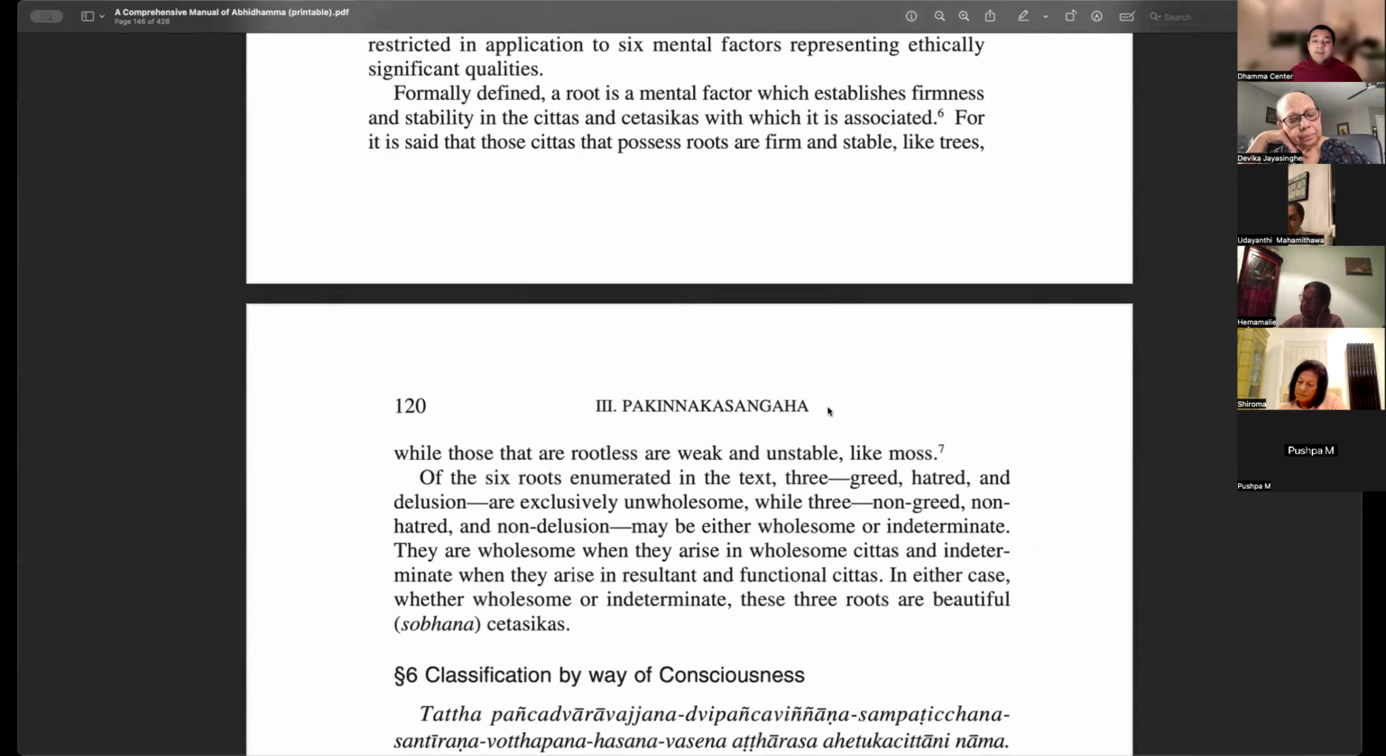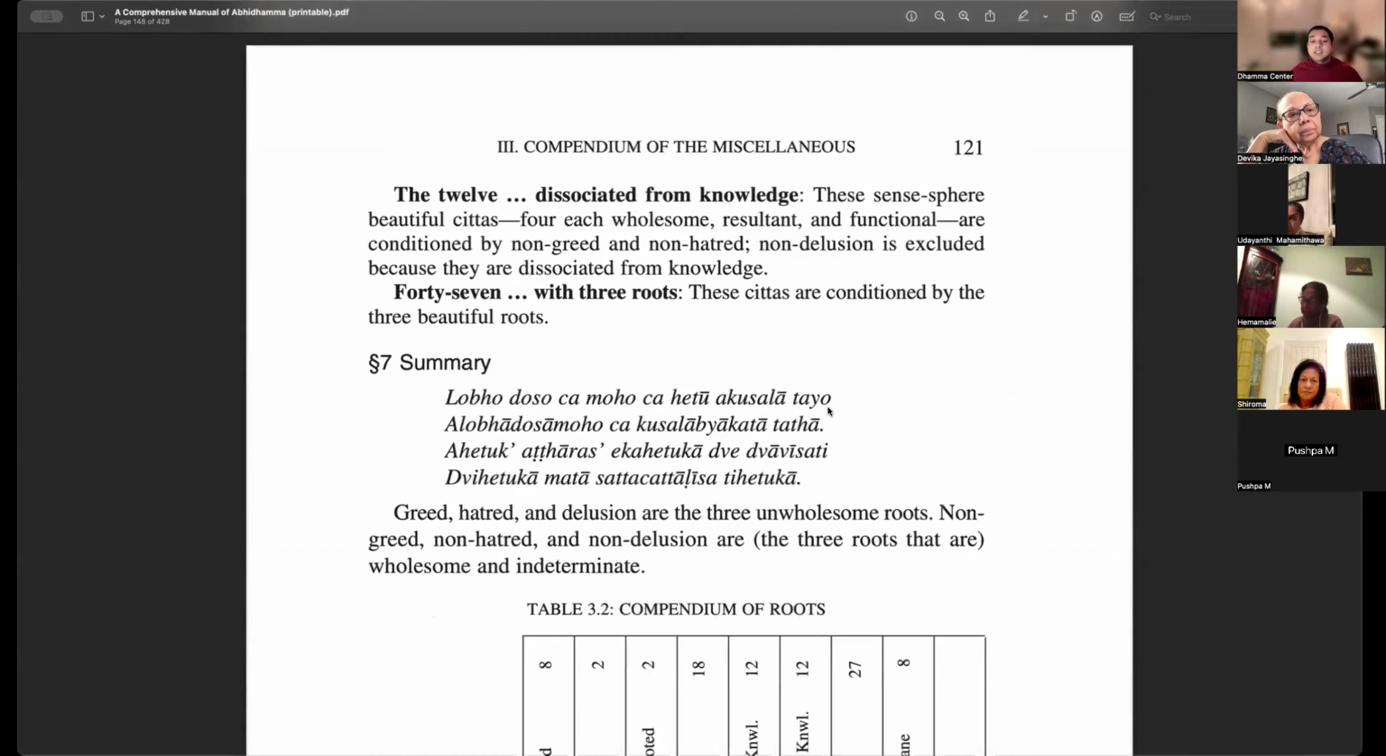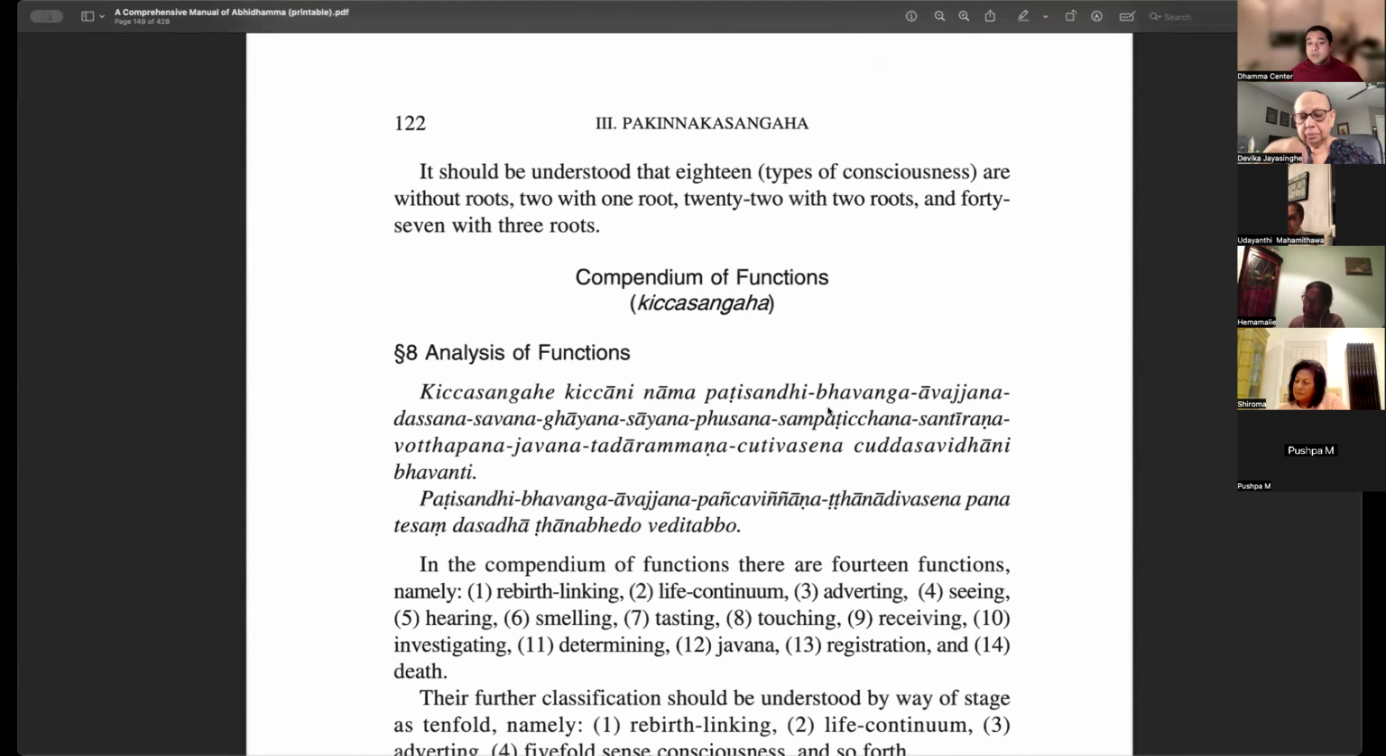Now, today we go on to the Kitcha Sangraha. But before we do, do you have any questions with regards to the Hetu Sangraha that we completed last week? Any questions, anything that you would like to get clarified before we move ahead?